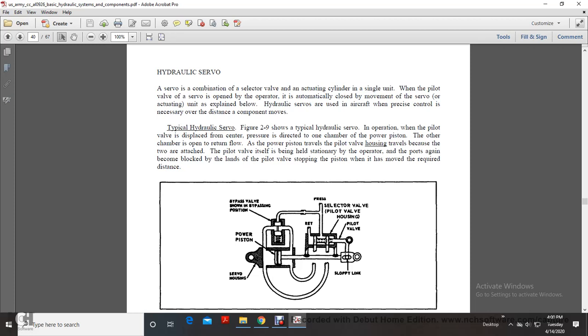servo housing, pressure selector pilot valve, and sloppy link.